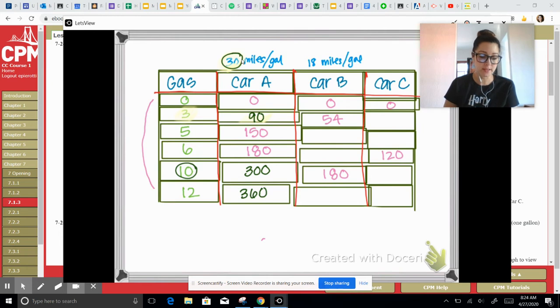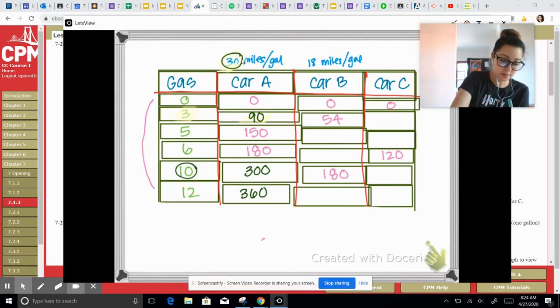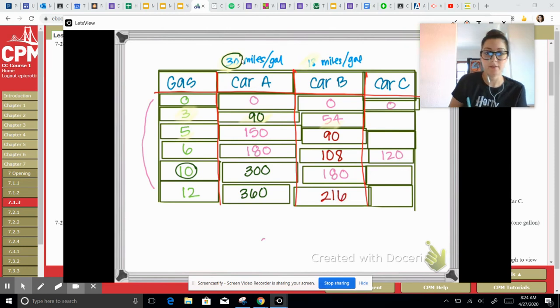Okay, so we're going to do the same process for car B. So I'm going to multiply 3, or they already did. 3 times 18 gives us 54. So now I'm going to multiply 5 times my unit rate, 18, and that'll give me my mileage. So in this case, 5 times 18 is 90. 6 times 18 is 108. And 12 times 18 is 216 miles.